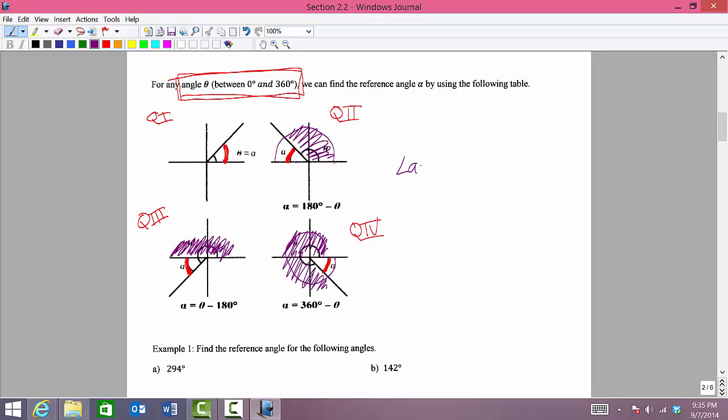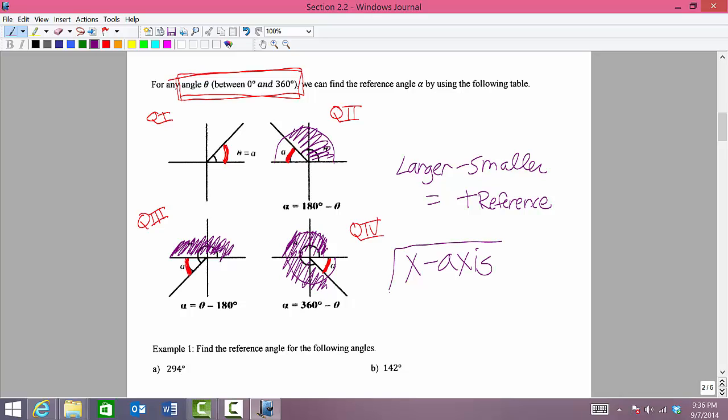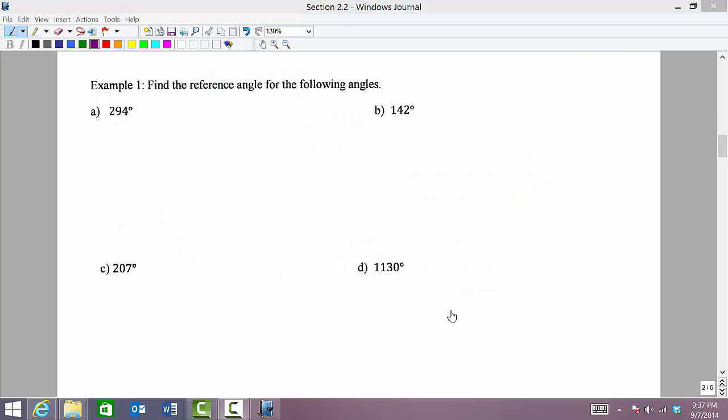Remember that for these, we will always do larger minus smaller, so that our angle turns out to be positive, because our reference angle is always positive. And we are always working with the x-axis. We want to find the distance between the terminal side of the angle and the nearest x-axis. So do not try to find the reference angle using the y-axis.